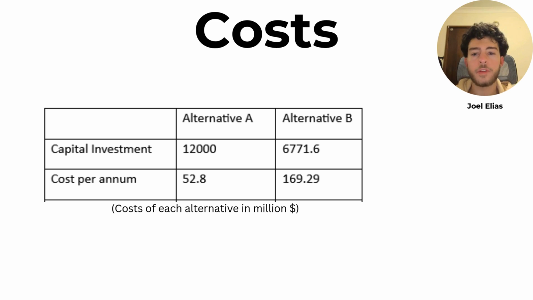As for the cost of each alternative, the capital investment required for Alternative A is $12 billion, while the capital investment for Alternative B is $6.77 billion. While the cost to upkeep Alternative A per year is $52.8 million, the cost to upkeep Alternative B is $169.29 million.